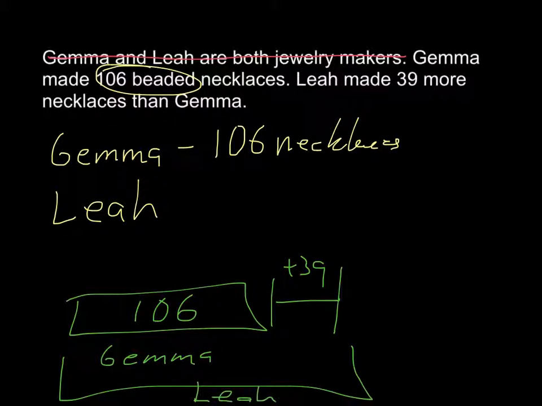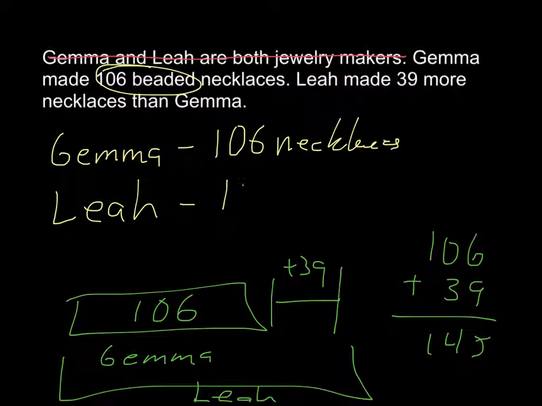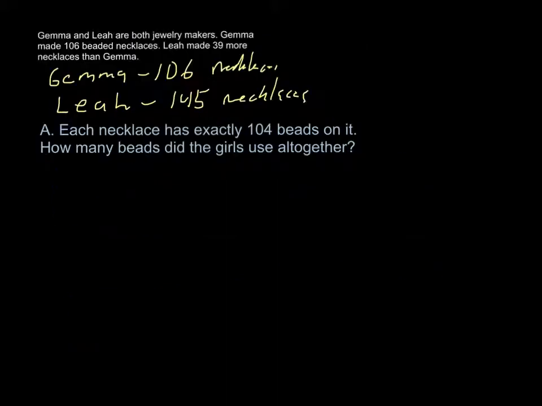So now I know I'm going to add, and I can do 106 plus 39. When I solve it, it is 145. And I can come back up to my givens, and I know 145 necklaces. That's going to make it easier for me to solve in the next part. Okay, so let's go on to the next slide. Now I can look at the next part of the problem.